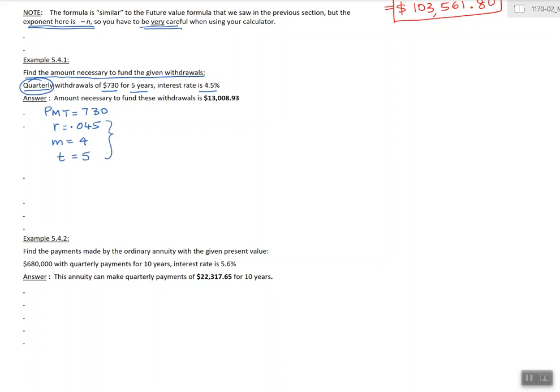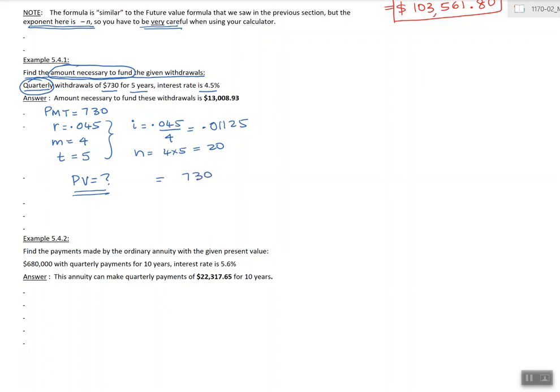So from here we can find I, and that'll come out to be 0.01125, and N is 4 times 5, so that's 20. So the question is, what is the present value? That means what is the amount necessary to fund these withdrawals? So how much should you have in this annuity now? Okay, so we know the formula. So let's go and substitute.